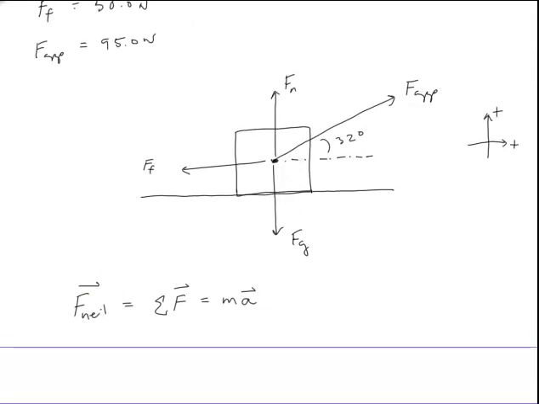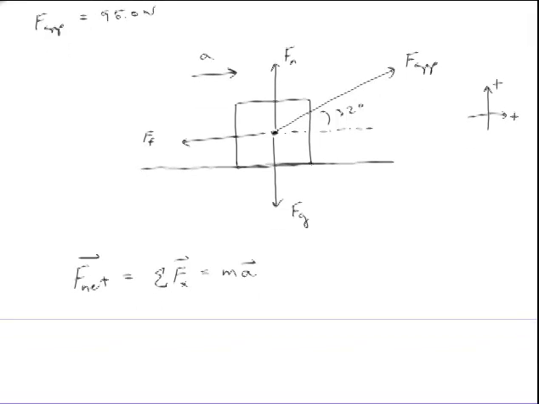You could go crazy here and actually figure out what the Fn is and the Fg is, but this thing is only going to accelerate along the floor. It's only going to get dragged along the floor, which means the acceleration is only going to move right, because we're pulling it right. So we really only care for this question about the forces in the x direction. So the sum of the forces in the x direction are what we're going to look at.